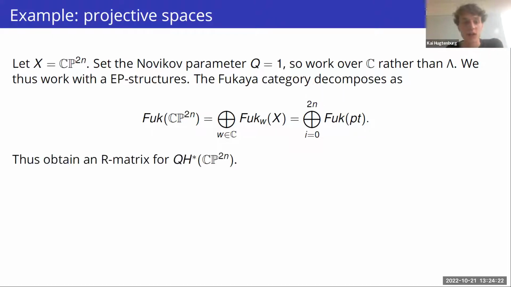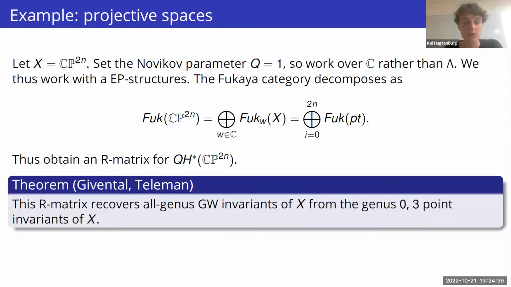What this allows us to do is get an R matrix for the quantum cohomology of projective space. And this allows you to obtain all higher genus Gromov-Witten invariants. This was indeed proven, that the R matrix you compute in this way, is a result by Givental-Teleman, which is that this R matrix indeed recovers all genus Gromov-Witten invariants of X, in this case CP^2N, from the genus 0 3-point invariants.